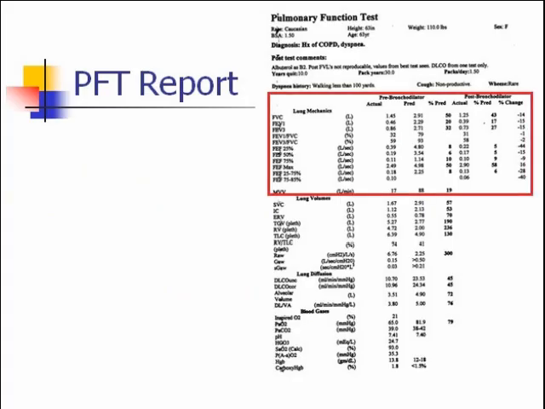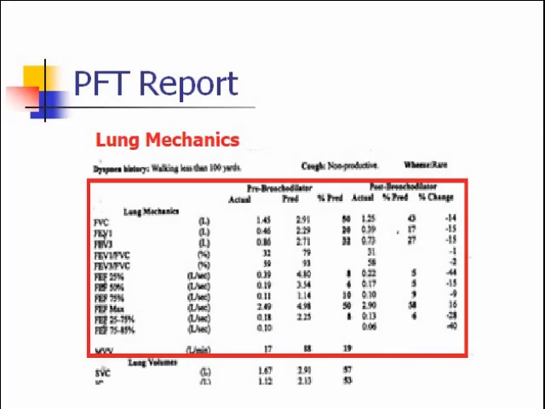That is lung mechanics. All of these measurements indicate or are measurements of flow. In the first section, we have the pre-bronchodilator, we have the actual and predicted, as well as the percent of predicted. Now, if we want to know if a bronchodilator is affecting or benefiting the patient, this is where we would look in the post-bronchodilator section. And we look at the percent change, and most of these we want to see a 15% improvement.